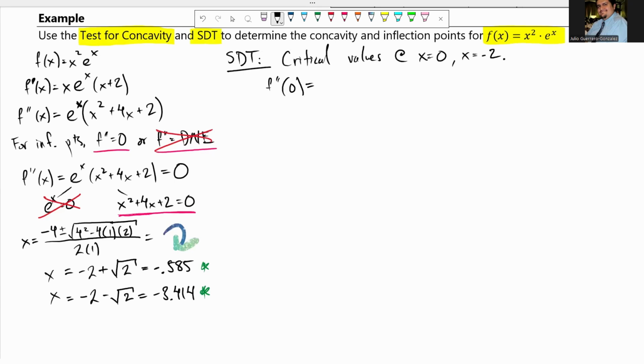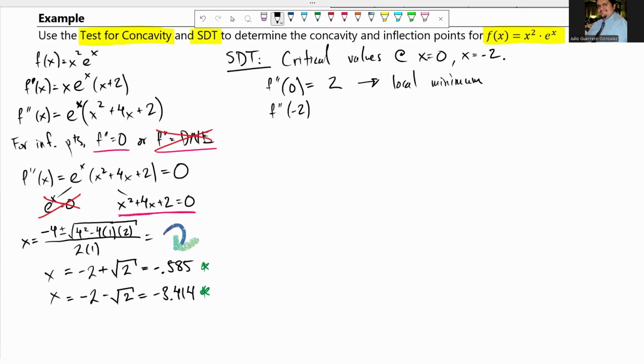If you plugged 0 into the double prime, you get 2. If it's positive, that says we have a local minimum. Go back up to the first derivative test. That is exactly what we found out.